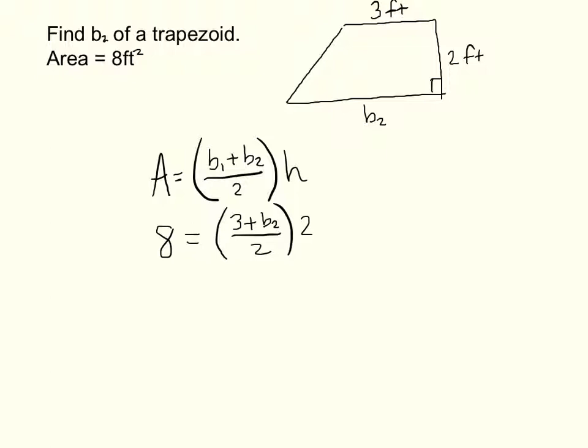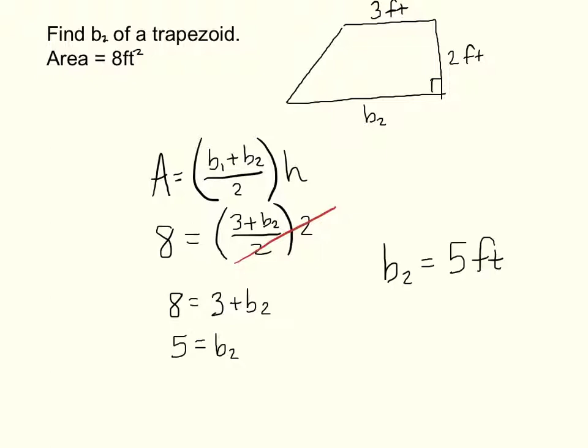I'm looking here and I see that I have a 2 on the denominator and a 2 on the numerator, so those can cancel. So I'm left with 8 equals 3 plus B2. And when I simplify, I find that B2 equals 5 feet.